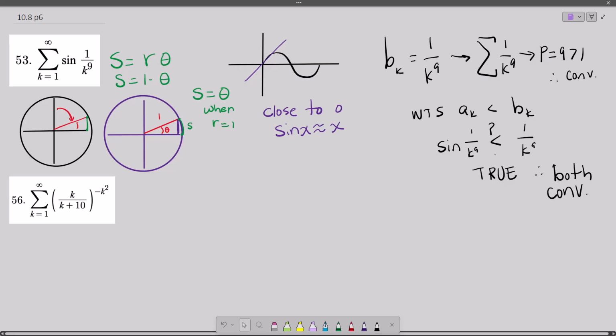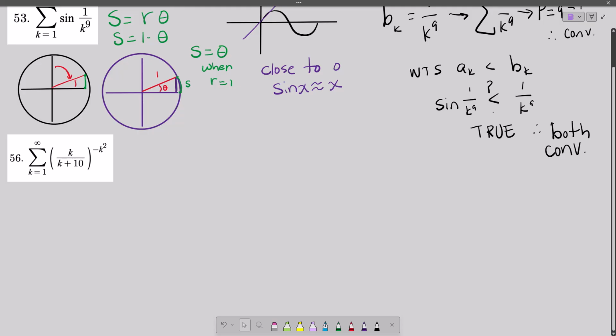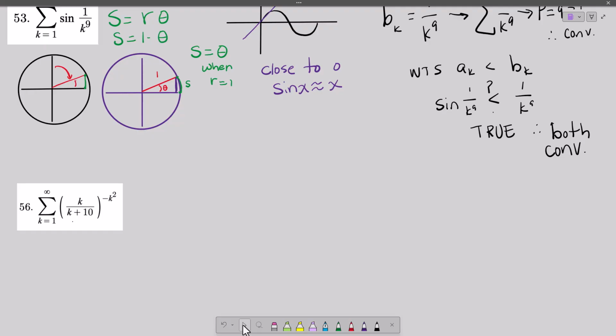Therefore, they both converge. All right, last one, and then we get to go to chapter 11. We get to power series.